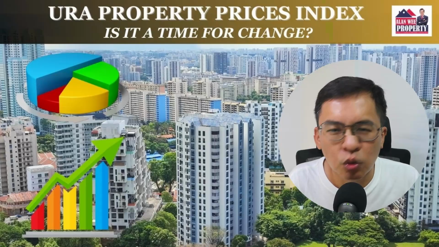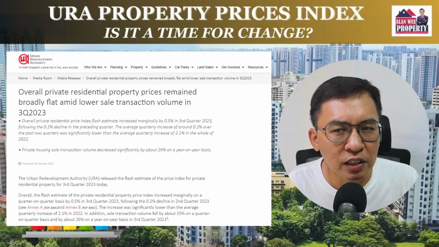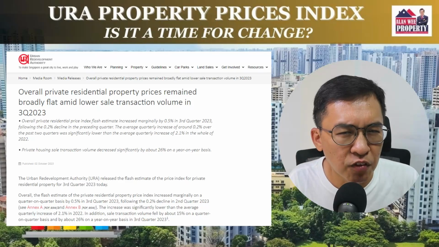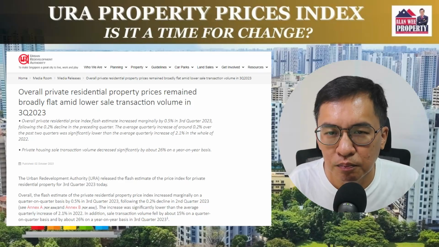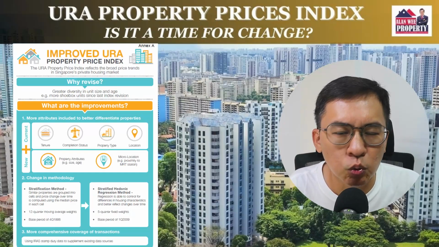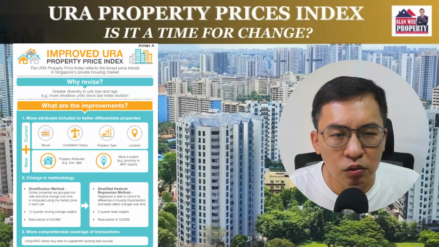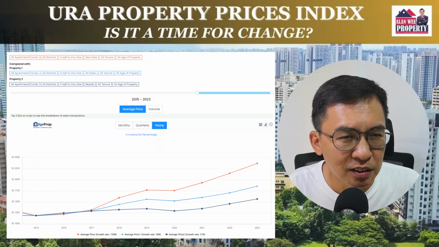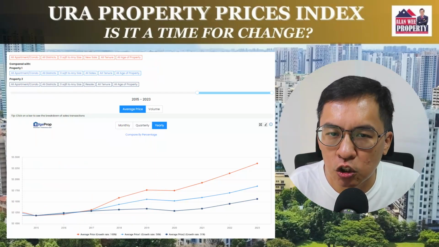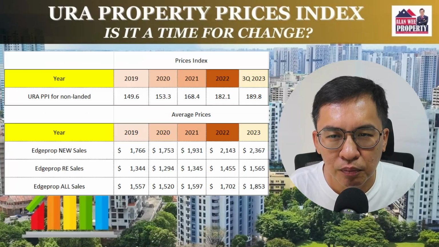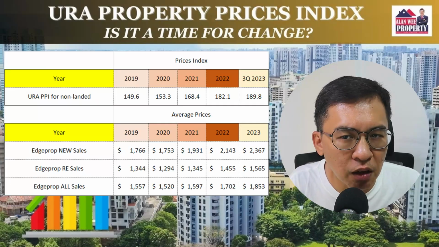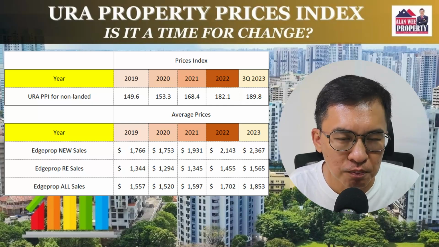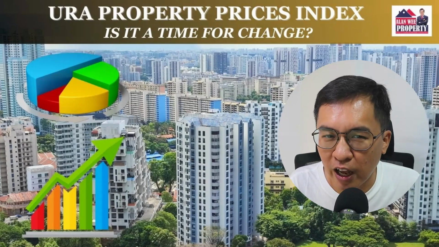To sum up, don't get me wrong, I still believe in URA data as they have full access to all transactions in Singapore. However, I think there is room for improvement. The last revision was in 2015 when they took into account the widespread of shoebox units. This time round, I think it is the new home market that may distort the overall PPI. It would be good if URA could further break down the PPI like what I have shared so that consumers can make informed decisions. Here, I have come to the end of this video.